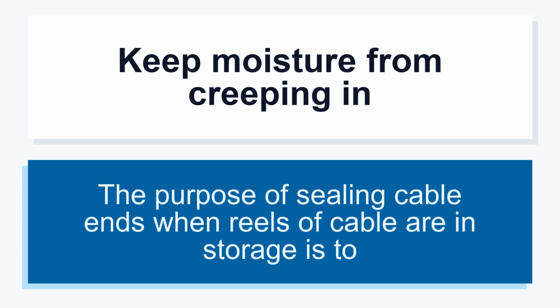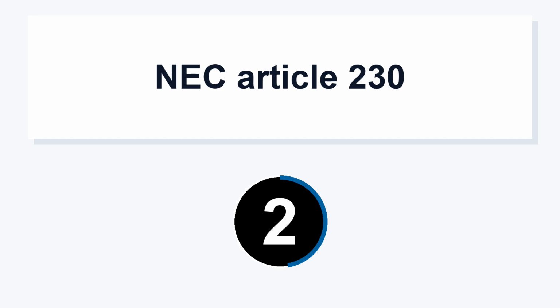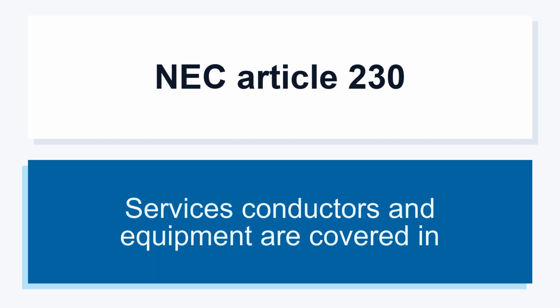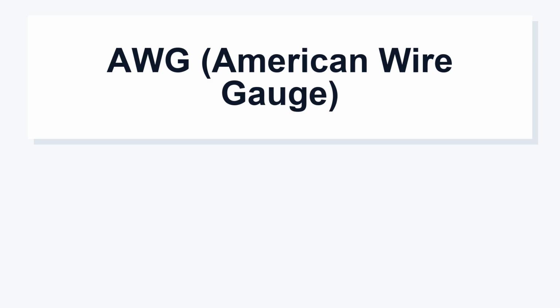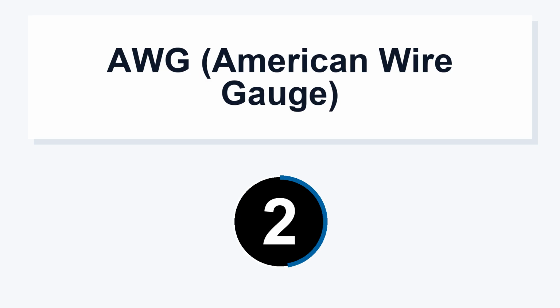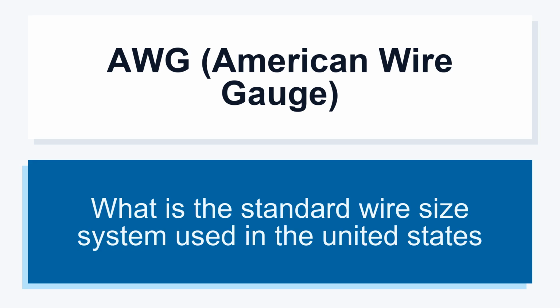To keep moisture from creeping in. The purpose of sealing cable ends when reels of cable are in storage is to? NEC Article 230. Services, conductors and equipment are covered in? AWG, American Wire Gauge. What is the standard wire size system used in the United States?